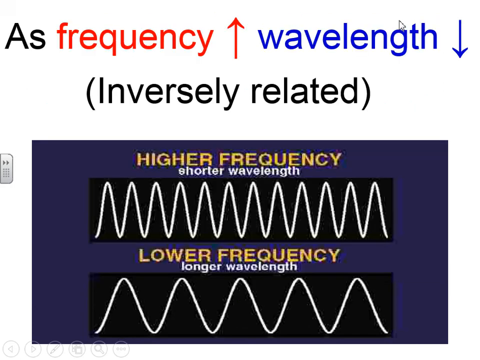Now the two are inversely related, which means as frequency increases, the wavelength will decrease. You can see this in the example. The top wave has a very high frequency, but it has a very short wavelength. In fact, the distance between here is small. Whereas the bottom wave has a low frequency, but a large wavelength. So these are called inversely related, which means as the wavelength decreases, the frequency increases, and vice versa. That's an inverse relationship in science.